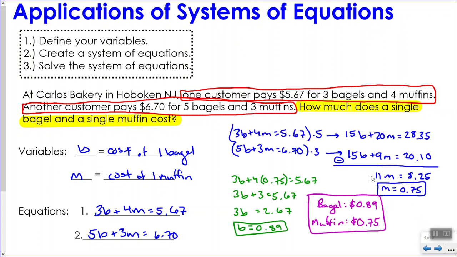Alright, so once you get our system set up, again, it's up to you how you want to solve. I opted to use elimination to eliminate B from the system. And that first gave me the cost of 1 muffin at 75 cents. Then we can substitute that back into either equation, and we get our cost of a bagel, which is 89 cents.